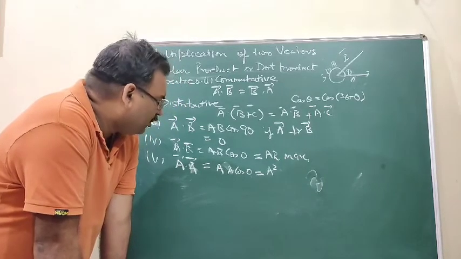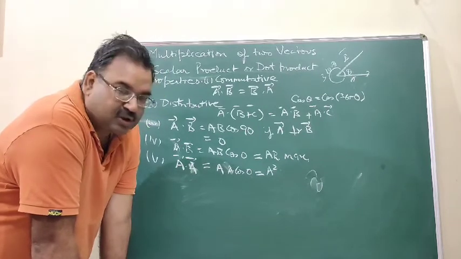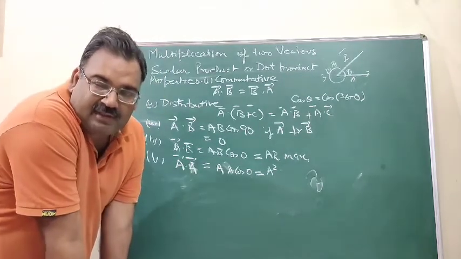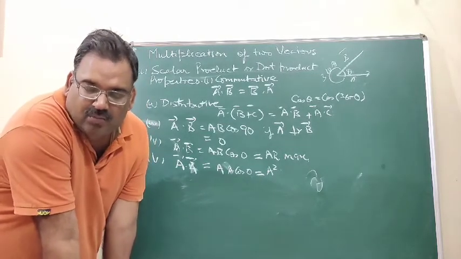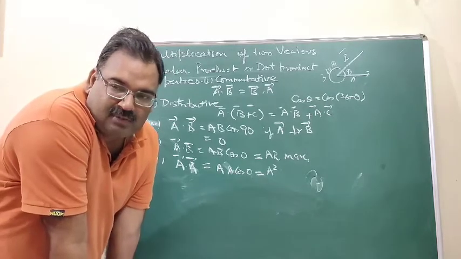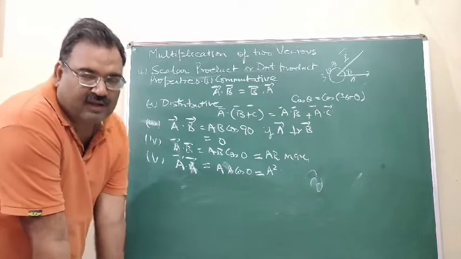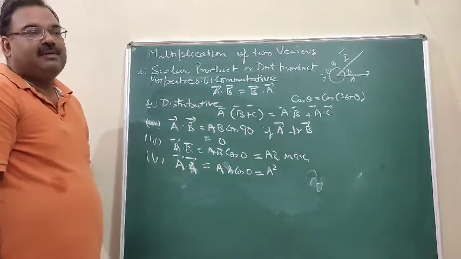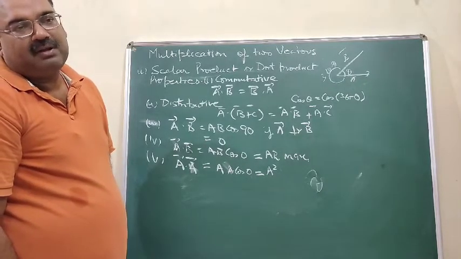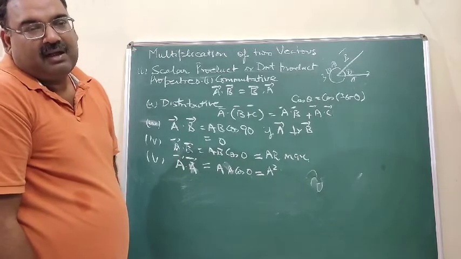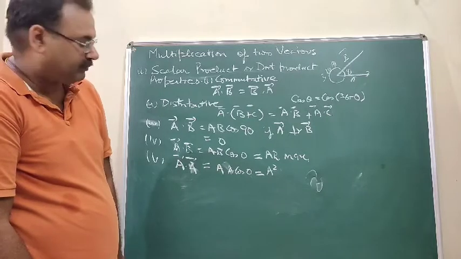Fourth one, A dot B is equal to AB cos 0. It means if both the vectors A and B are in the same direction, then their dot product is equal to maximum, that is equal to AB, that is magnitude. Okay. So if two vectors are acting parallel to each other, then the angle between the vectors will be 0. And in that case, cos 0 equal to 1. So the product will be equal to AB.